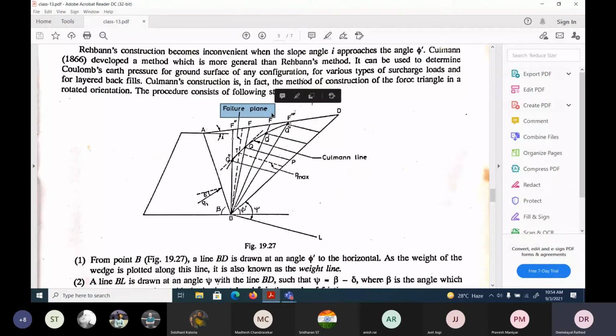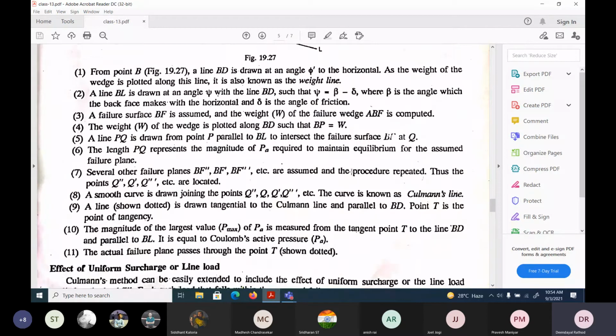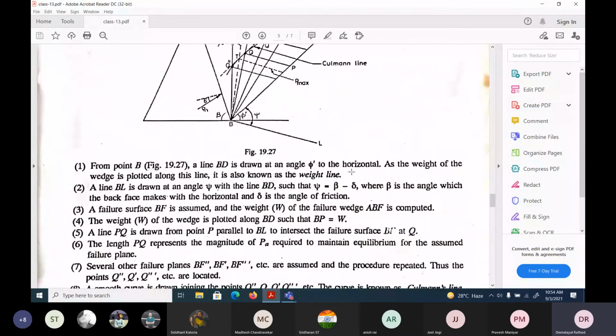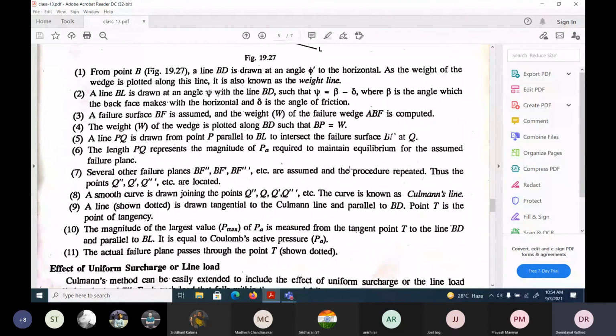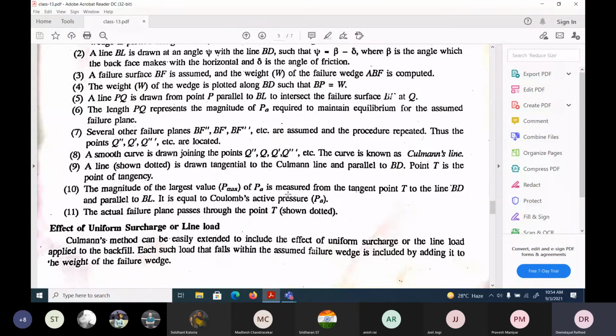Actual failure plane. Understood? So here, now this particular thing can be applicable for the effect of uniform surcharge or line load, in the sense some point load if we have it, or along the line, okay, we have some load.